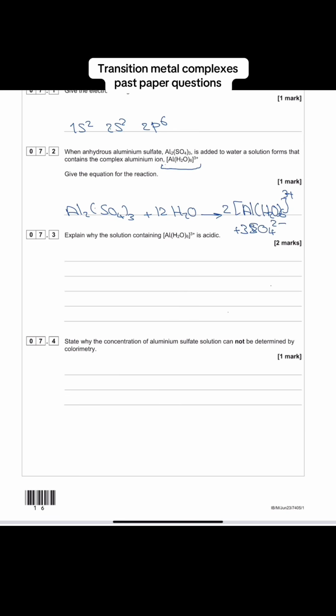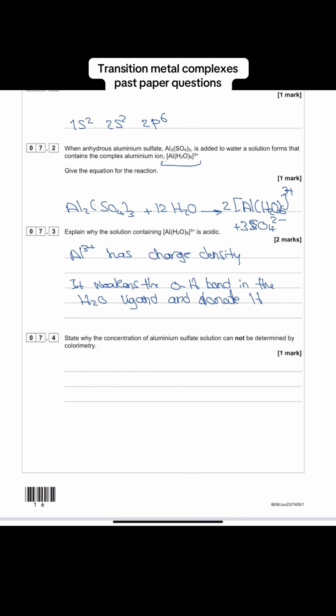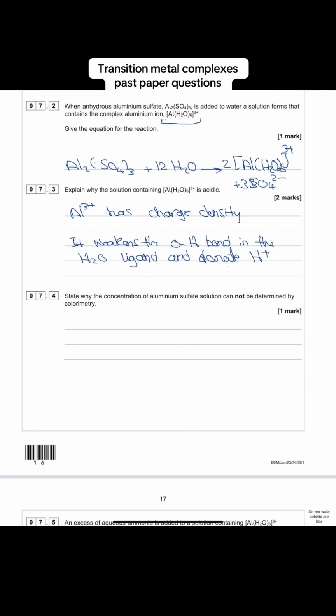Explain why the solution containing the aluminum aqua ion is acidic. This is because aluminum, and this is the same for aluminum and also for iron 3 plus, has high charge density, so it weakens the OH bond in the water ligand and donates a proton. So that's why the solution is acidic.